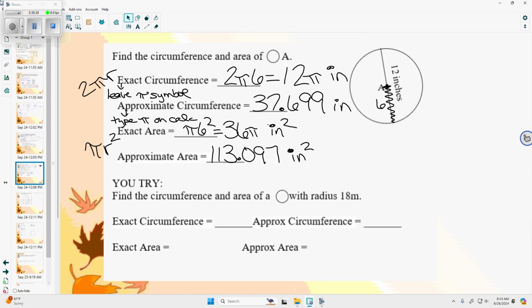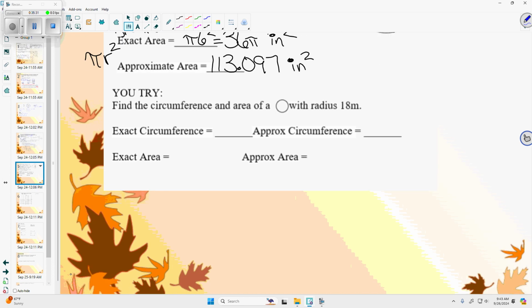All right, what do we have for an exact circumference with this radius of 18 meters? 36 pi meters. Good. Because we took 2 times the 18 to get that 36, right? All right, what about the approximate? Meters. All right, what about the exact area?